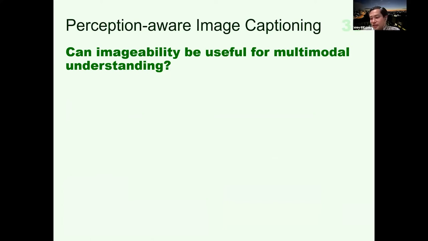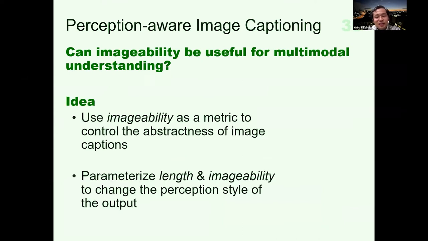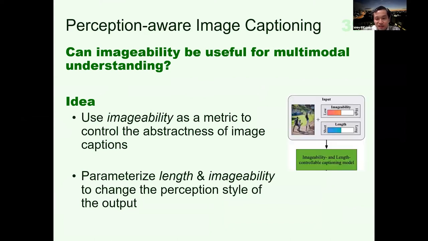So in the end, this is the last thing I want to talk about. Based on the imageability, we want to do image captioning. Can imageability be used for multimodal understanding? That's the question. The idea is to use imageability as a metric to control the abstractness of image captions. Basically we try to parameterize the length and imageability and then change the perception style of the output image caption. So the idea is you give an image and then there are imageability and length slide bars. You can adjust the length and also the imageability and tell the system to output something that reflects the parameters.